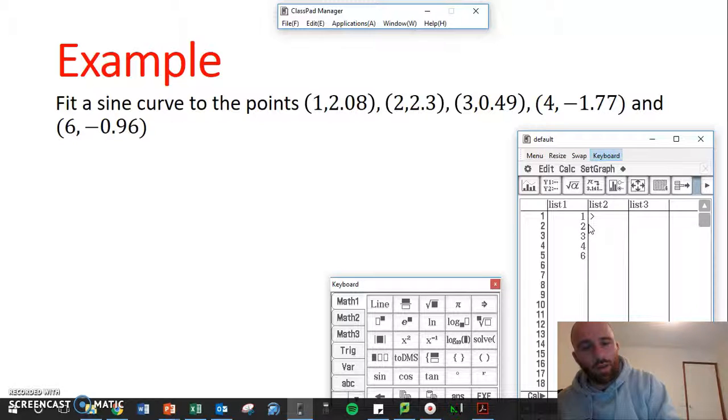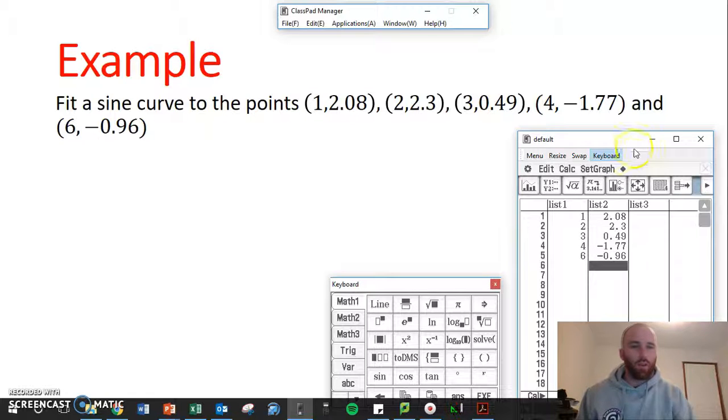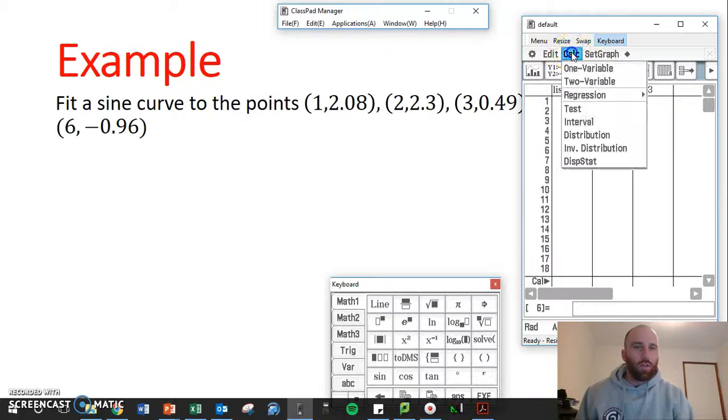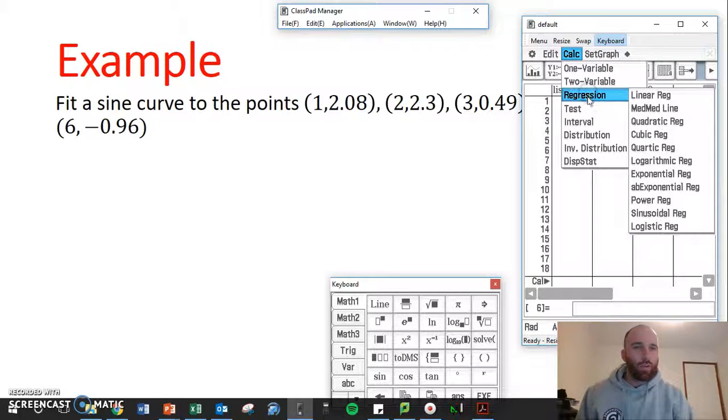So 2.08, 2.3, 0.49, negative 1.77, and negative 0.96. Once I've entered those, I get these two columns. To find out values, we can go to calculate, then regression, and right down the bottom, we're going to go to sinusoidal regression. That just treats it like a sine graph.